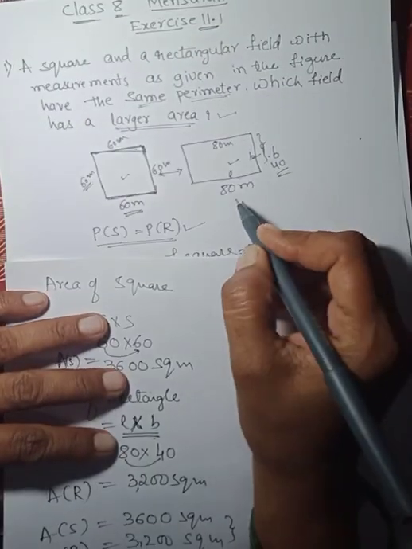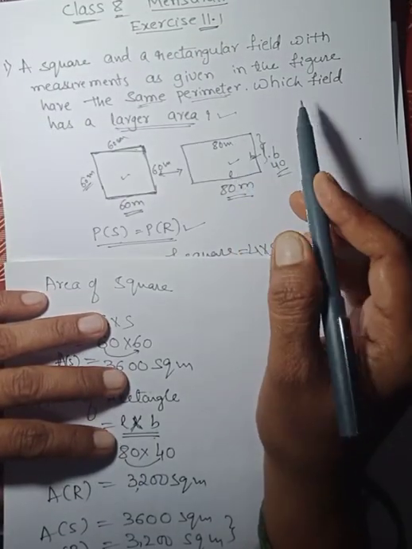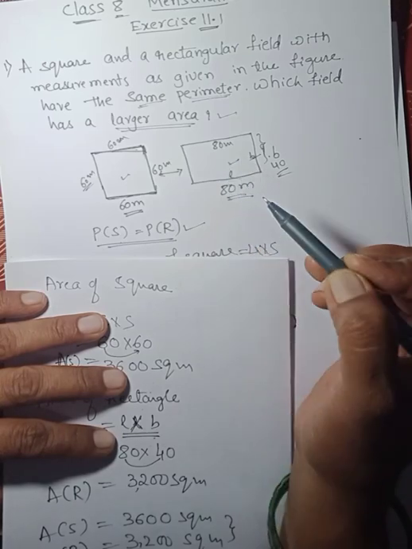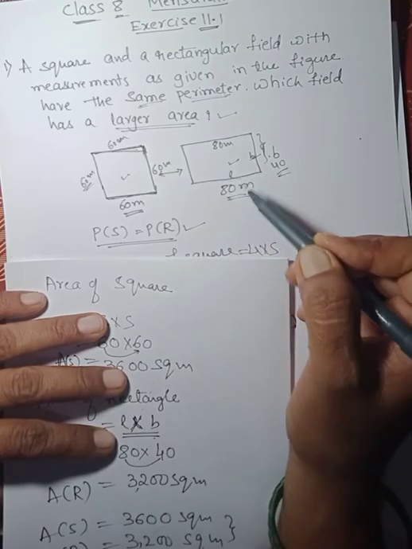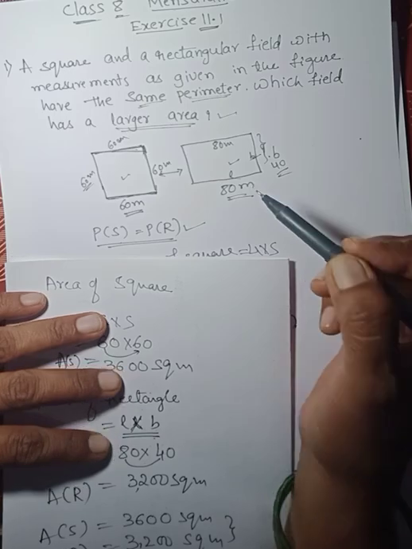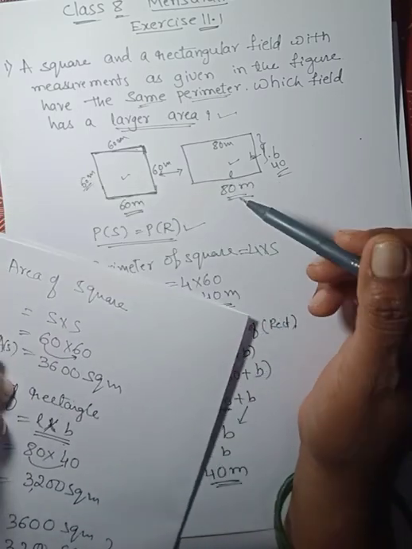See here children, when you look at this one, immediately in a hurry, you may write this one. Which field has a larger area? You may write here 80 into 80. It is greater than this one, which is not that way. So you have to solve and see. You have to check that one.